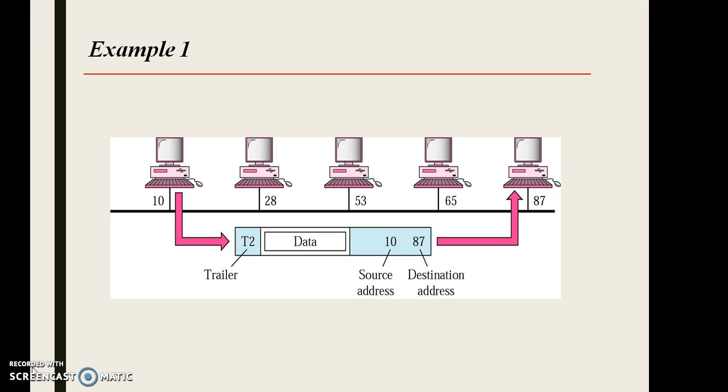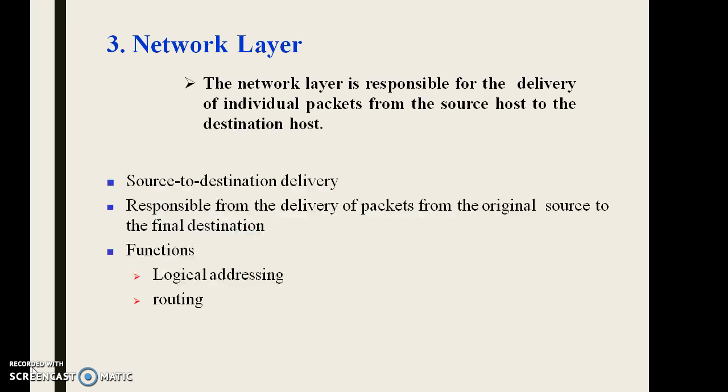In bus topology, there will be 5 systems or connectors. The data link layer format will be: first on the left side the trailer end, next the information, that is data, and next the address of source and destination. The trailer T2 as represented, and the source address will be 10 and the destination address 87. The information will be communicated from source address to destination address, that is 10 to 87.